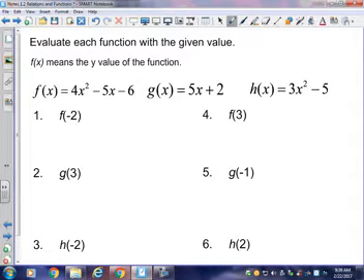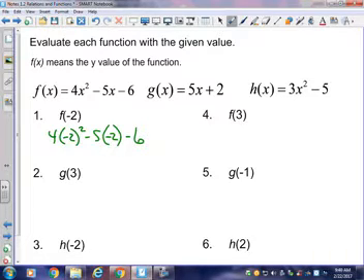So f has a squared term, so we're going to put that negative 2 inside for that x, and then it has a linear term, so we're going to put the negative 2 in that one. And then we're going to evaluate the problem by working out the powers, doing the multiplying, put the like terms all together, get a number at the end. So we're using order of operations like we always do.